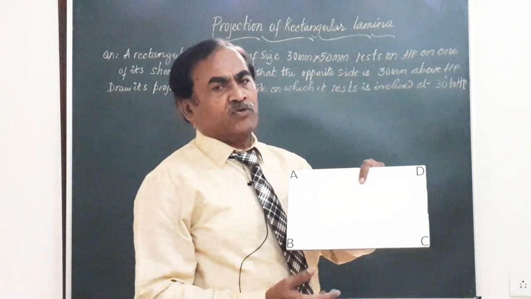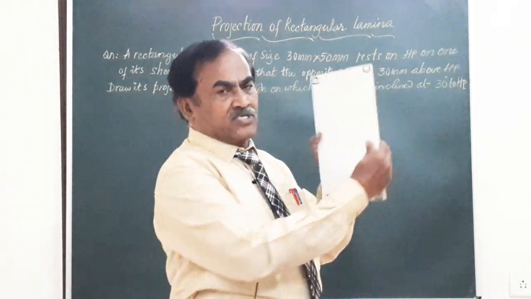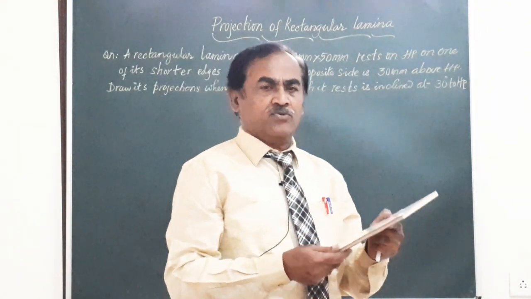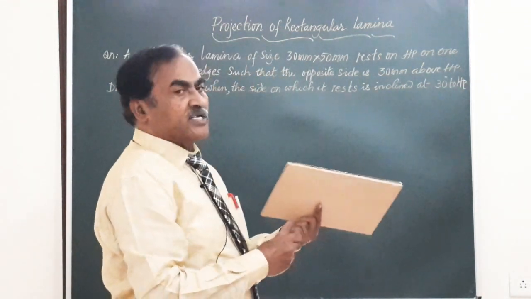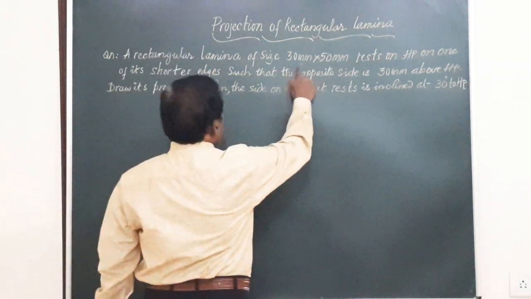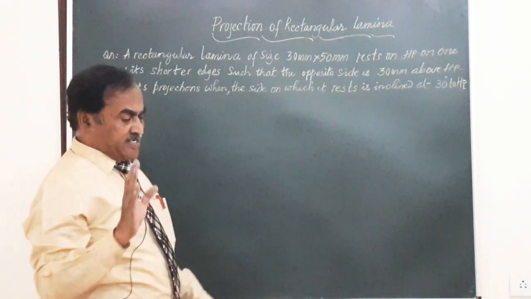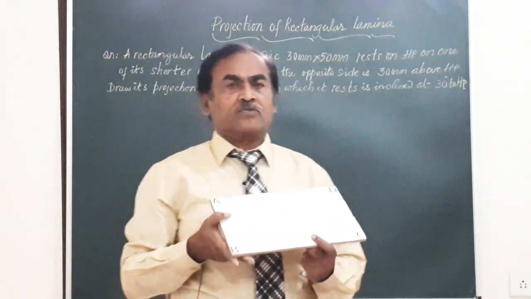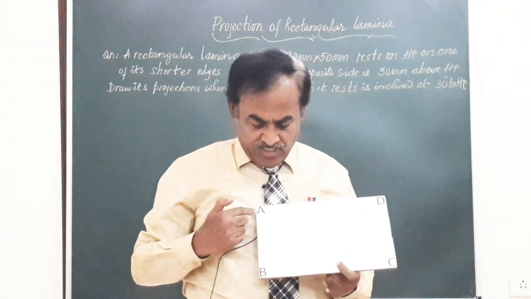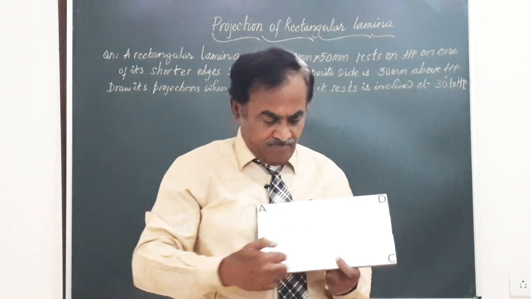So very obviously, the lamina can be placed on HP, or it can be placed on VP, or at an angle to any of these planes, and so on and so forth. In today's problem, we have this rectangular lamina, whose dimensions are given, resting on HP on one of its shorter edges. Here in this ABCD, the shorter edges are AB and CD, the longer edges are AD and BC.